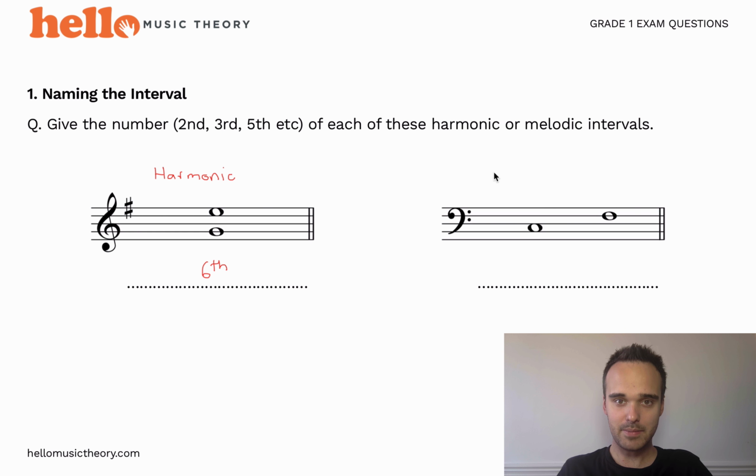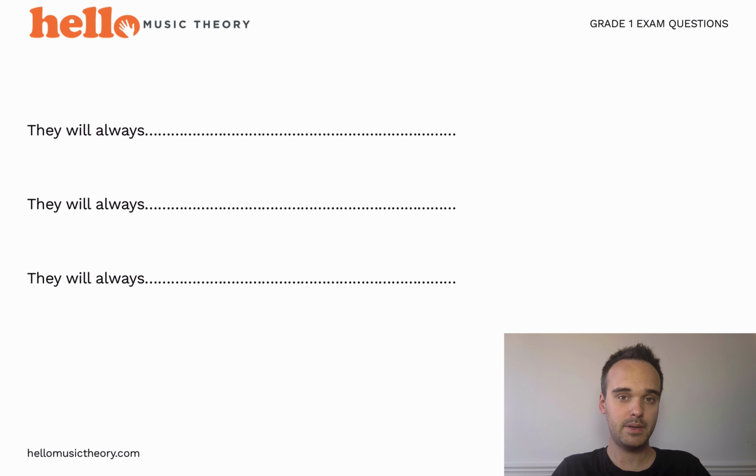And then the other type of interval is a melodic interval, which is where you have two notes that are played one after the other. They're consecutive. They're in a melody, so they're played as part of a melody. So these are melodic intervals. This one here is a fourth. Now there are three things you need to remember when you're doing this question. The first one is that they'll always be in the same key.